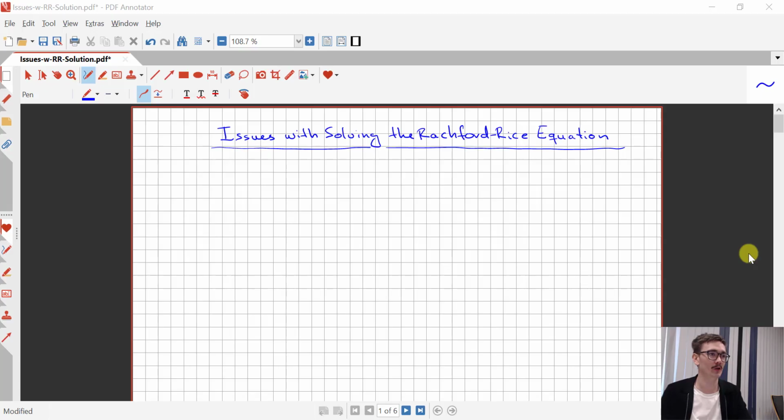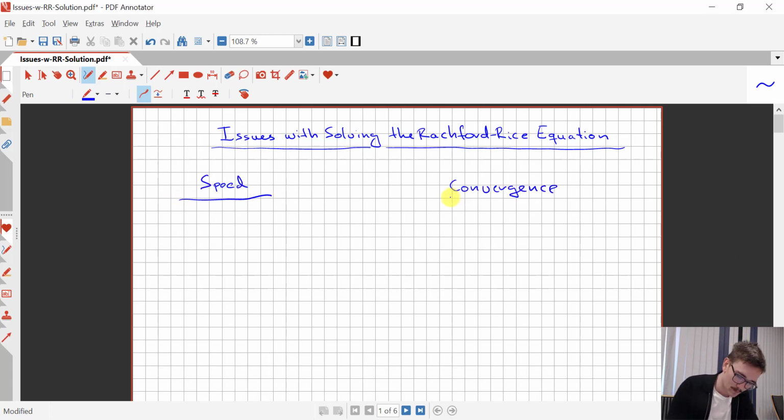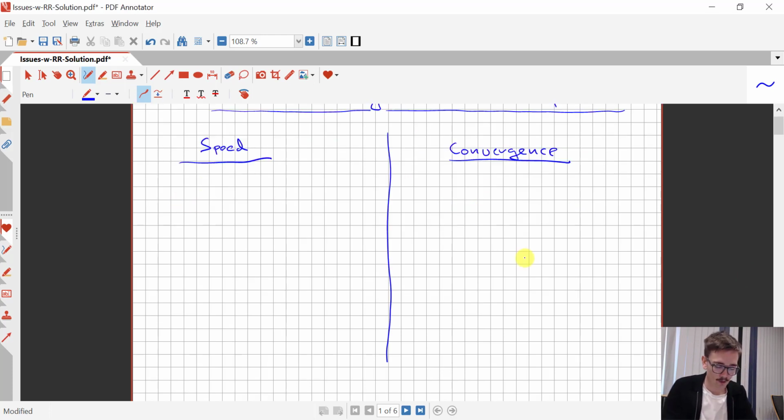So today we're going to be taking a look at some of the issues with solving the Rachford-Rice equation. The main two categories that we're going to be looking at are speed and convergence. On the speed side, we're only going to be going through some of the potential improvements you can get, but there's a bunch of them, so we're not going to go into detail.